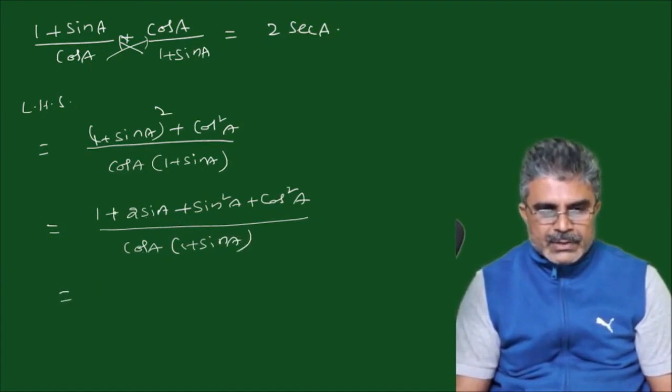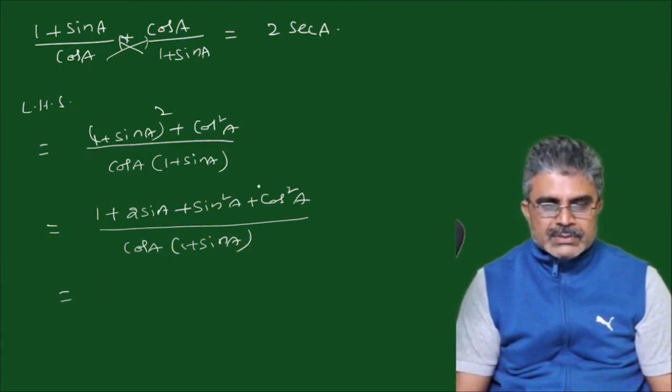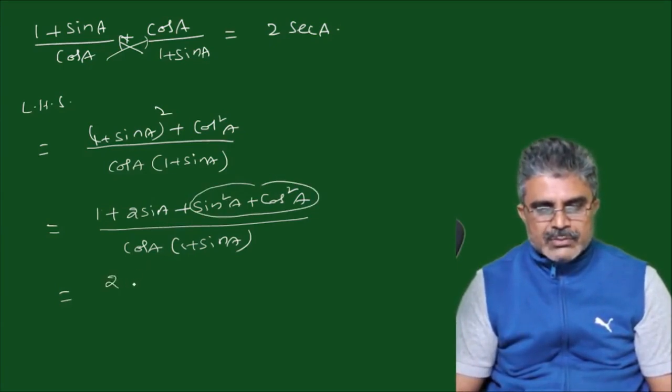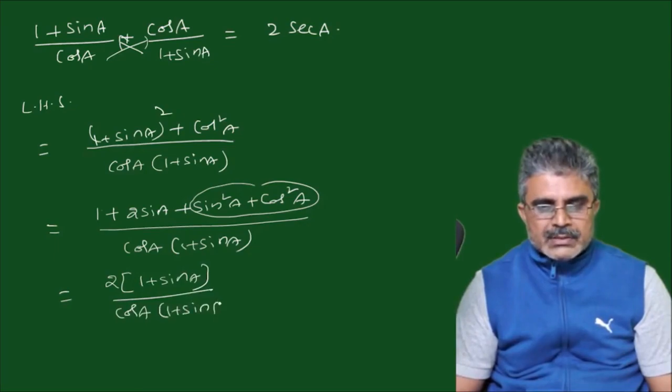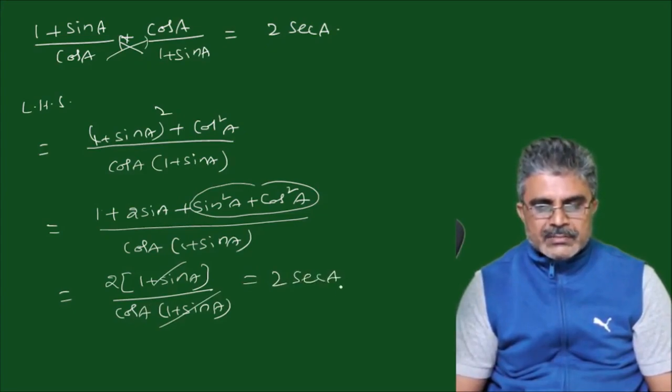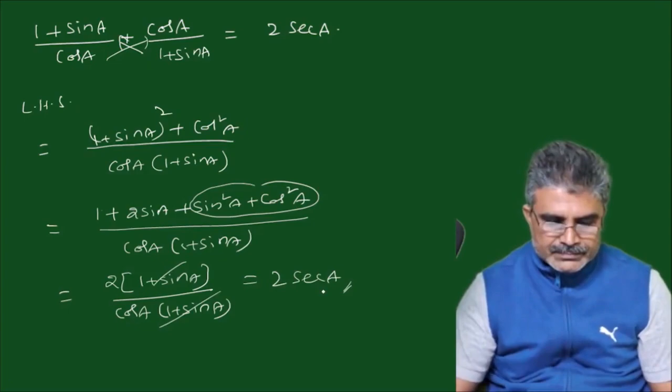which will give, so you have 1, then this will also be 1. So 2 plus 2 sin A, so I want to take 2 as common. So 1 plus sin A divided by cos A into 1 plus sin A. Both get cancelled. You will have 2. It is 1 by cos A, so I can write it as secant A. That's what the RHS is.